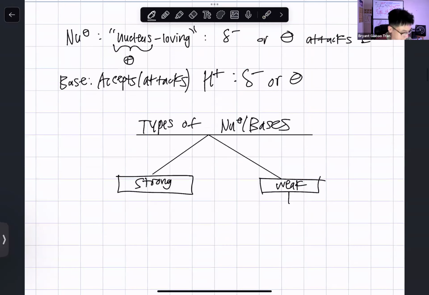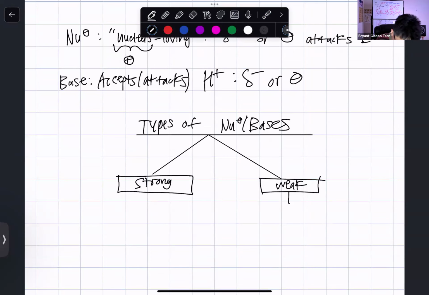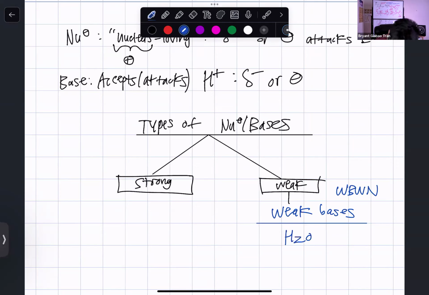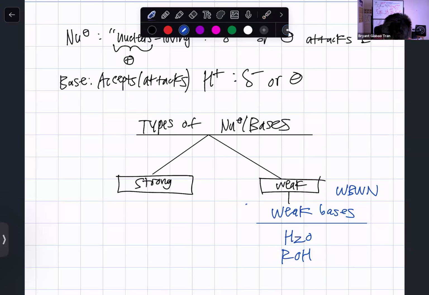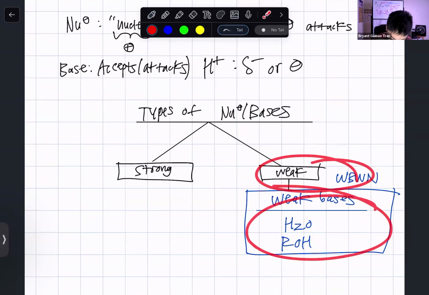The easiest thing to remember are weak nucleophiles and weak bases, right? And then we could abbreviate that as WBWN, weak base, weak nucleophile. And there's only two that you need to know: neutral water molecule, H2O, and neutral alcohol, ROH, where R can be any hydrocarbon chain. It could be ethyl, methyl, isopropyl, any random hydrocarbon chain. Right. So that's the weak base, weak nucleophile.